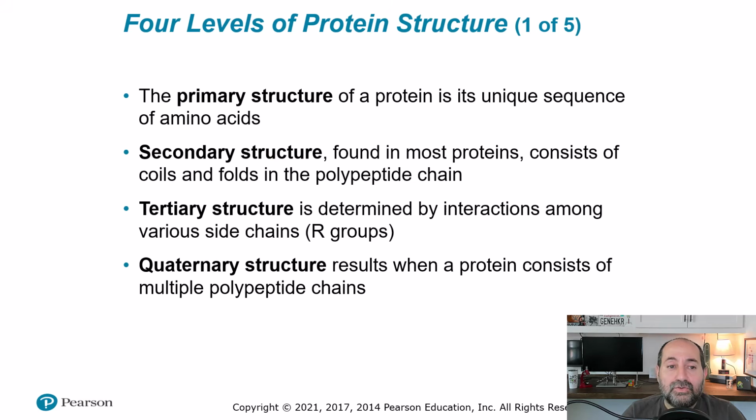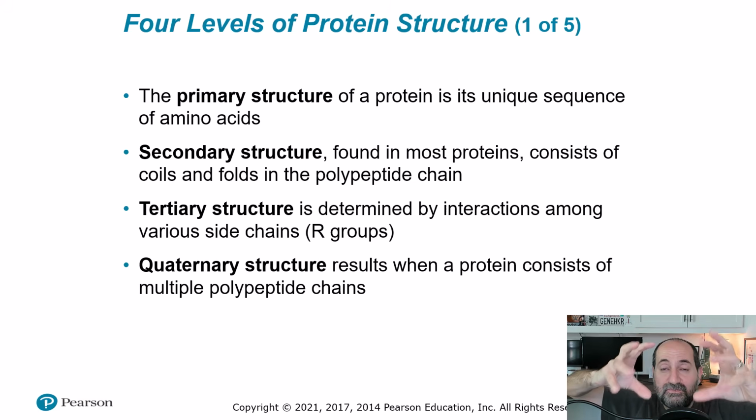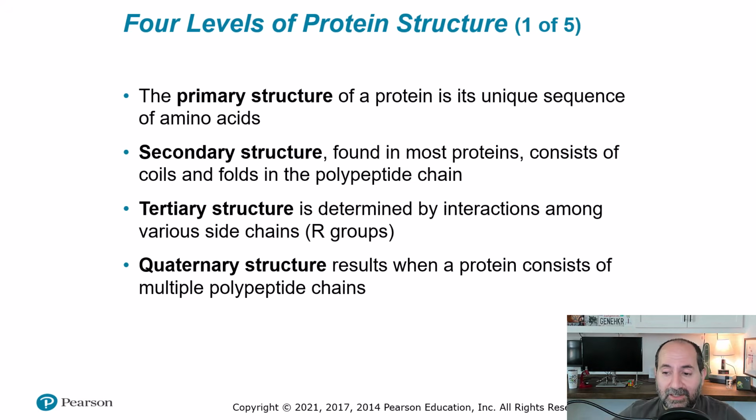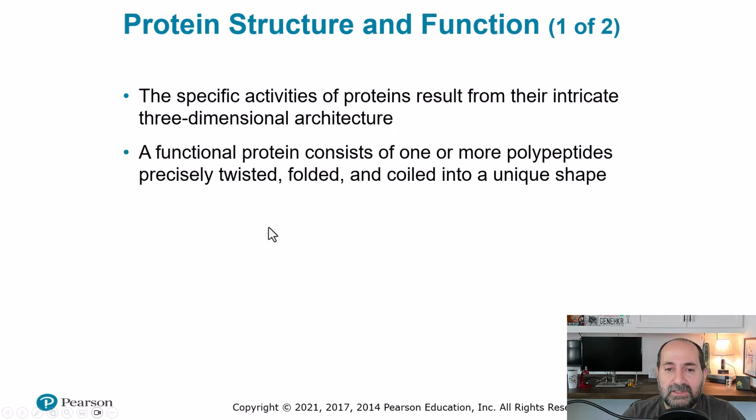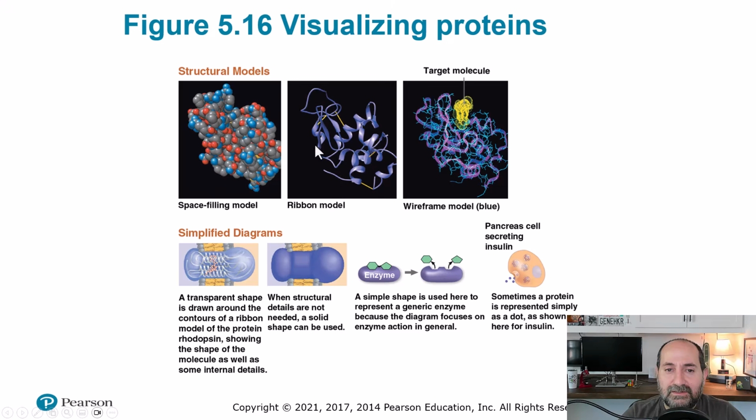But then those secondary structures, did you notice how those alpha helices and beta sheets kind of folded in on themselves and formed a proper three-dimensional overall shape? That's the final folded protein. That's called the tertiary structure of the protein. The tertiary structure is determined by interactions among the various side chains, or the R groups. Isn't that interesting? So let's go back to our little diagram here.